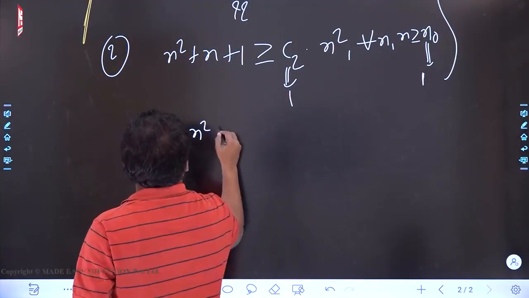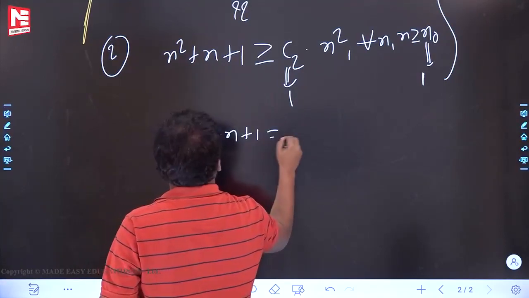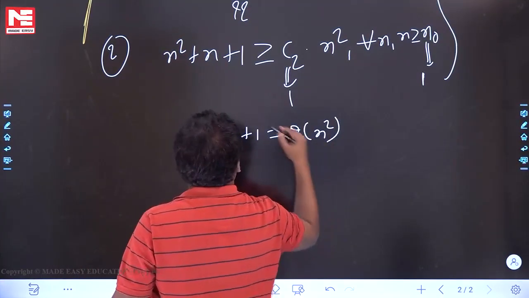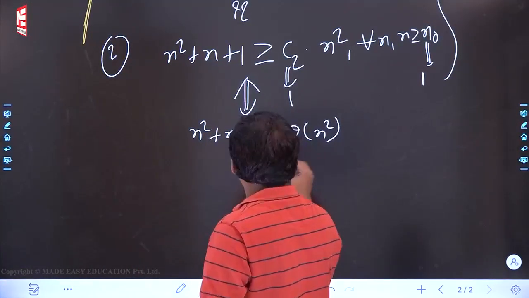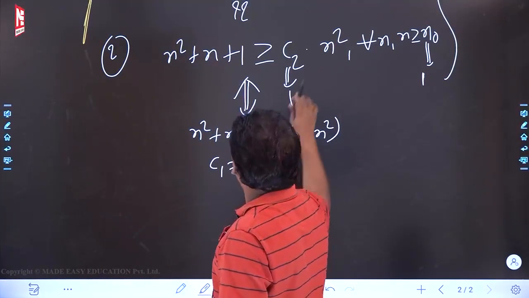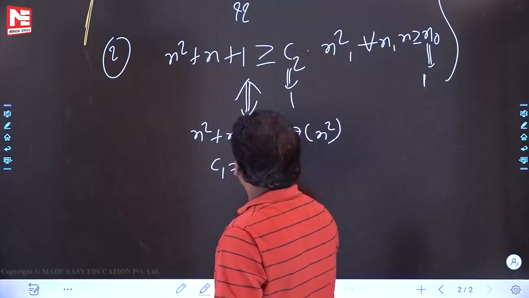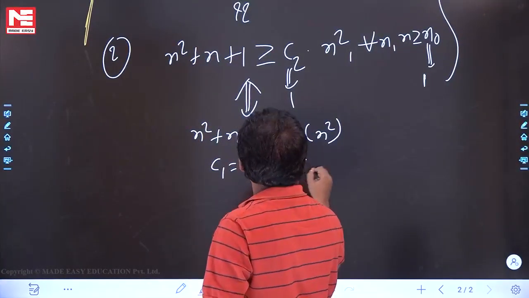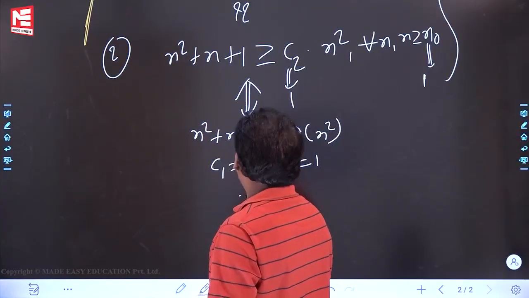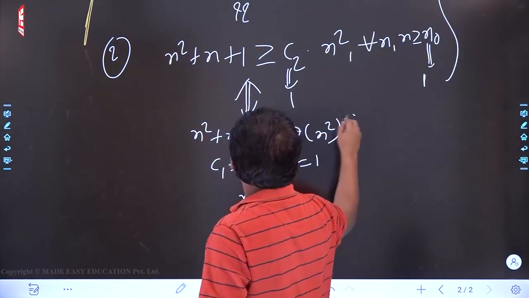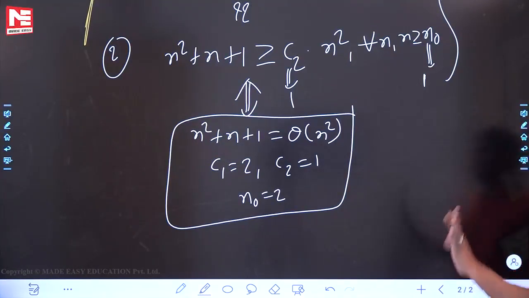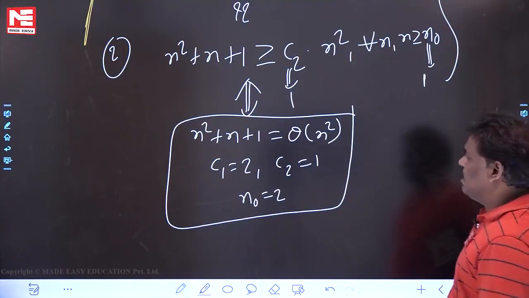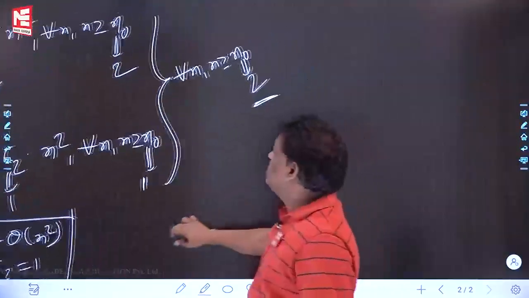f of n, n square plus n plus 1, is theta of n square. Right? Some people are asking, sir, how can you say that? For C1 equal to 2, big O is possible. C2 equal to 1, omega is possible. Right? What is the n0? 2. Big O and omega are possible from 2 onwards, so I can say theta. I am thinking that you are really fine with theta.